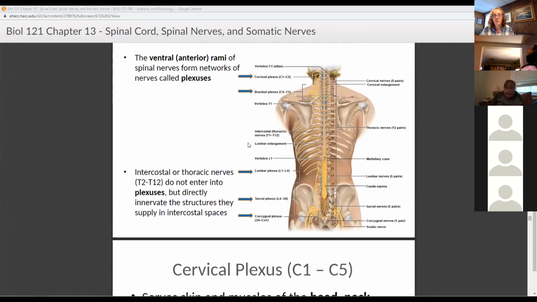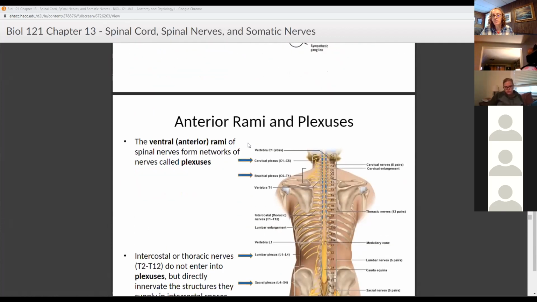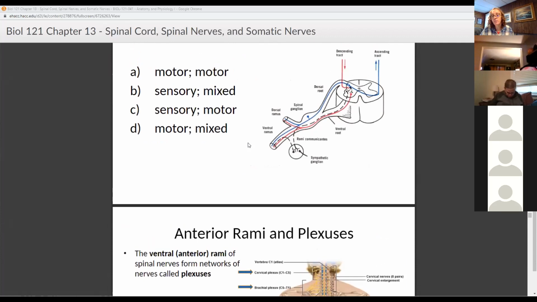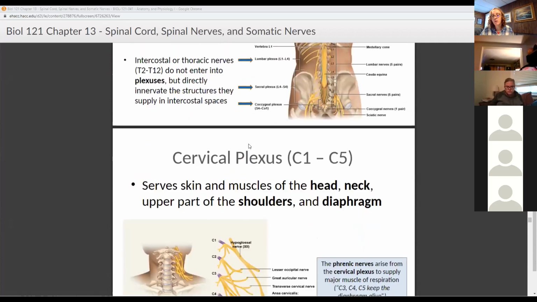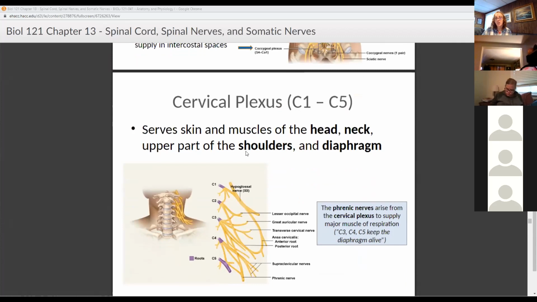So remember that all of these plexuses are being formed by the anterior rami. The cervical plexus is going to serve the skin. It's a formation from cervical nerve 1 through cervical nerve 5, and it's going to serve the skin and the muscles of the head, neck, and upper part of the shoulders and diaphragm.